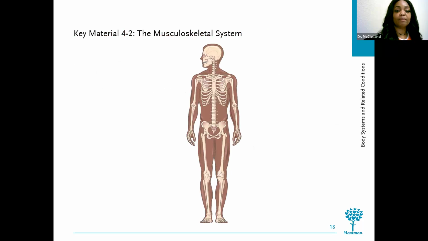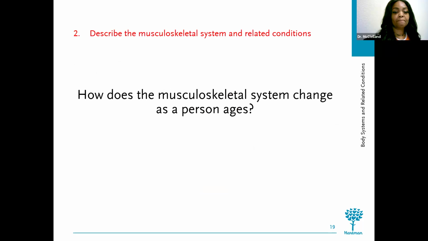Here is a diagram of the musculoskeletal system. The musculoskeletal system is a combination of muscles and the skeletal system. How does your musculoskeletal system change as a person ages?